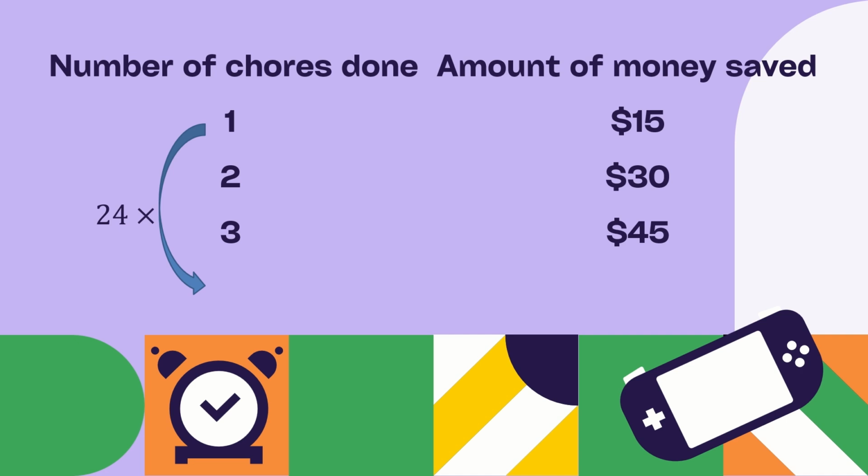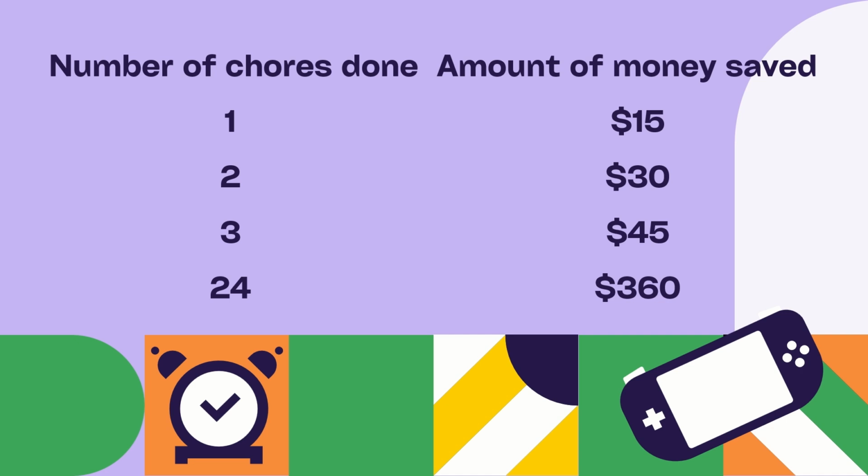1 times 24 is 24. You'll need to multiply the money amount by 24, so $15 times 24 is $360. This relationship will apply to any starting and finishing number of chores done.